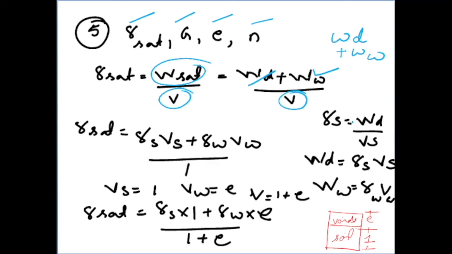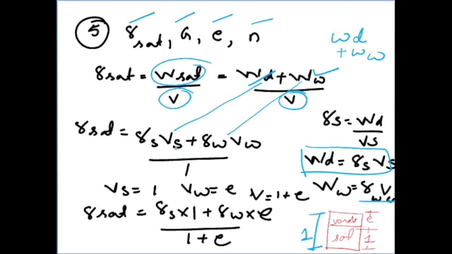Okay, we already know that Wd can be written as gamma s into Vs. If you open the previous slide, you'll get to know how. In the similar manner, weight of the water Ww can be written as gamma w into Vw. So instead of writing Wd, I'm writing gamma s Vs. Instead of writing Ww, I'm writing gamma w Vw. And what is the total volume? The total volume from the figure is nothing but 1.